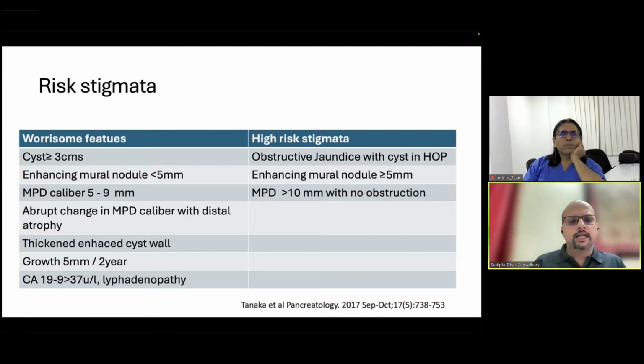The blood CA 19-9 has been used by certain guidelines, and I leave it here because that has not been particularly helpful. But some of the guidelines actually recommend looking at CA 19-9, and if the CA 19-9 is more than 37, one should consider this as a worrisome feature and evaluate the cyst more extensively. And of course, as we discussed, lymphadenopathy is a worrisome feature.